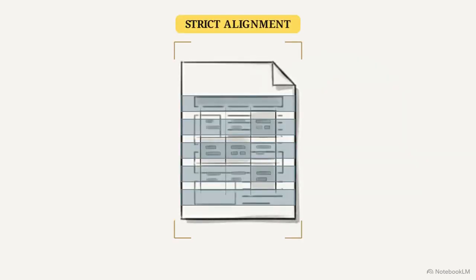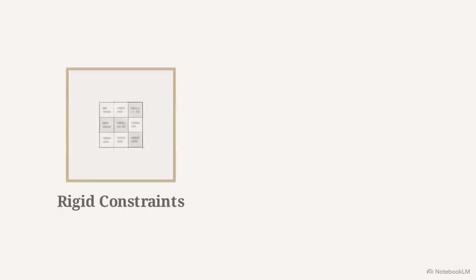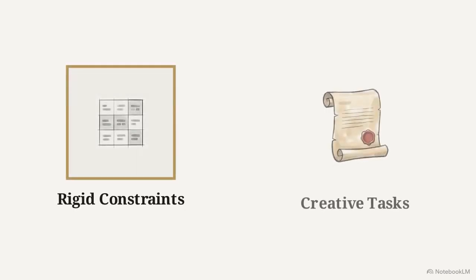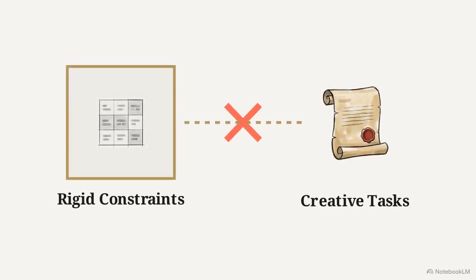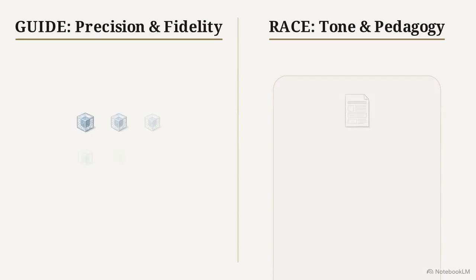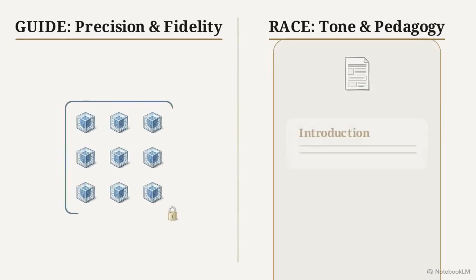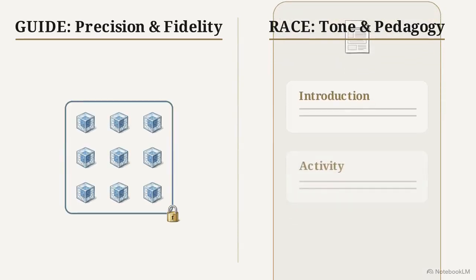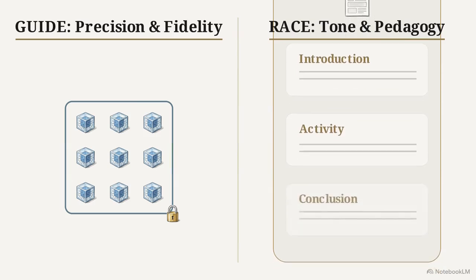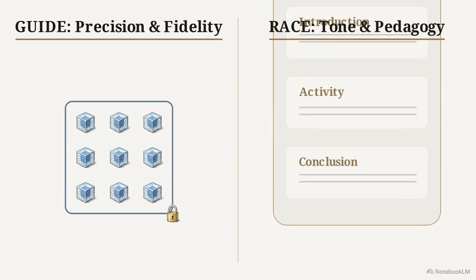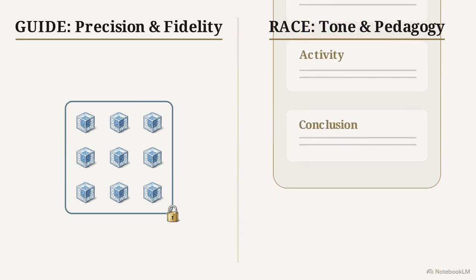While GUIDE is powerful for precision, it isn't a universal tool. Because it relies on rigid constraints, it is less effective for creative tasks, like developing a unique persona or brainstorming open-ended narrative ideas. Different tasks require different frameworks. While GUIDE focuses on compliance and data fidelity, a framework like RACE is better suited for building an end-to-end lesson architecture, where the tone and creative flow are the priority.